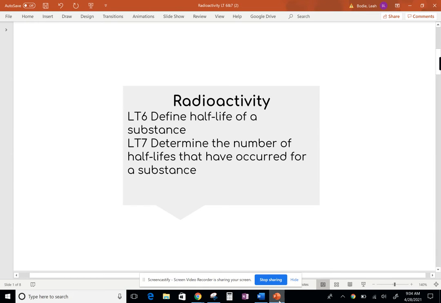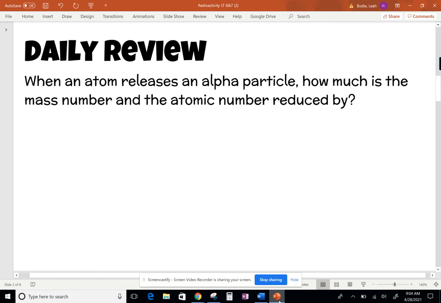All right, so today we're going to work on learning target 6 and learning target 7. So I can define the half-life of a substance, and I can determine the number of half-lives that have occurred for a substance. So to get started here, let's do a little daily review.